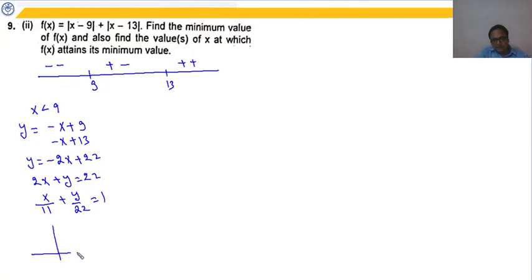We should draw this line. On the x-axis, it intersects at (11, 0). On the y-axis, at (0, 22). It moves in this manner. This is the point (11, 0). It's declining downward.